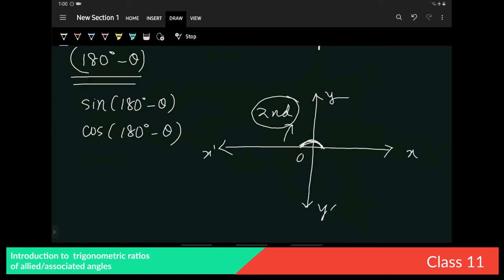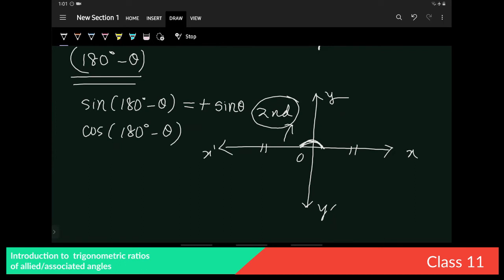So in the second quadrant, if you now see carefully, then this 180 degree minus theta line is associated with what? This is associated with this line, that is x prime, so it is associated with the horizontal line. Now if the trigonometric ratio is associated with the horizontal line, what is the working rule? Then the ratio does not change. Okay, so ratio does not change. So in sine 180 degree minus theta, in the second quadrant sine is positive, so we put a positive sign here, and sine will remain sine.